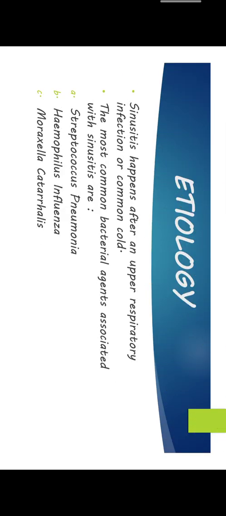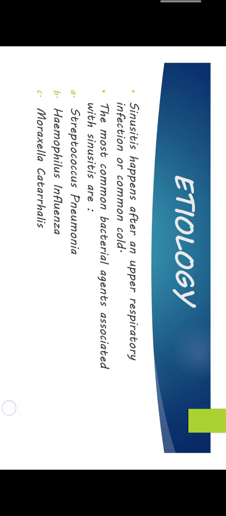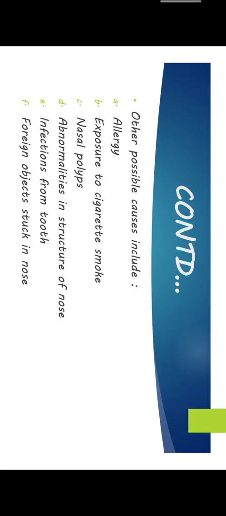Etiology. Sinusitis happens after an upper respiratory infection or common cold and the most common bacterial agents associated with sinusitis are first, Streptococcus pneumoniae, second, Haemophilus influenzae, and third, Moraxella catarrhalis. Then other possible causes include allergy, exposure to cigarette smoke, nasal polyps.